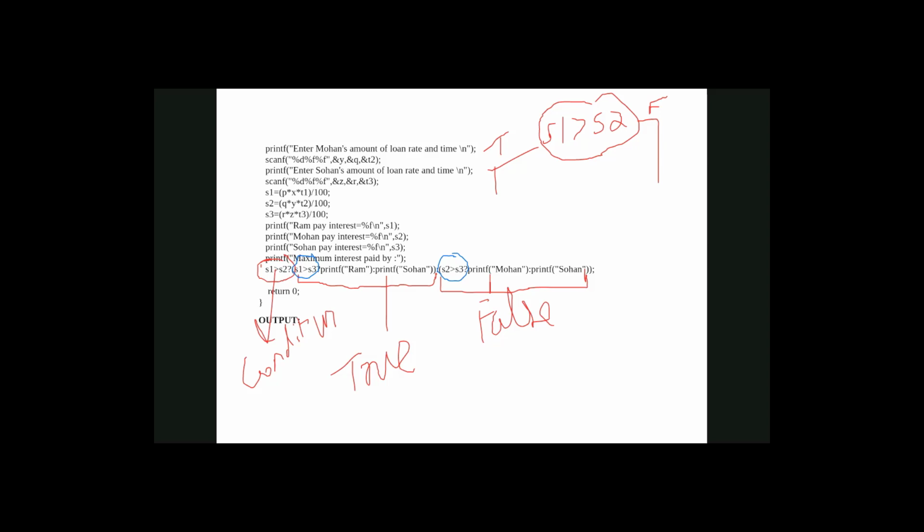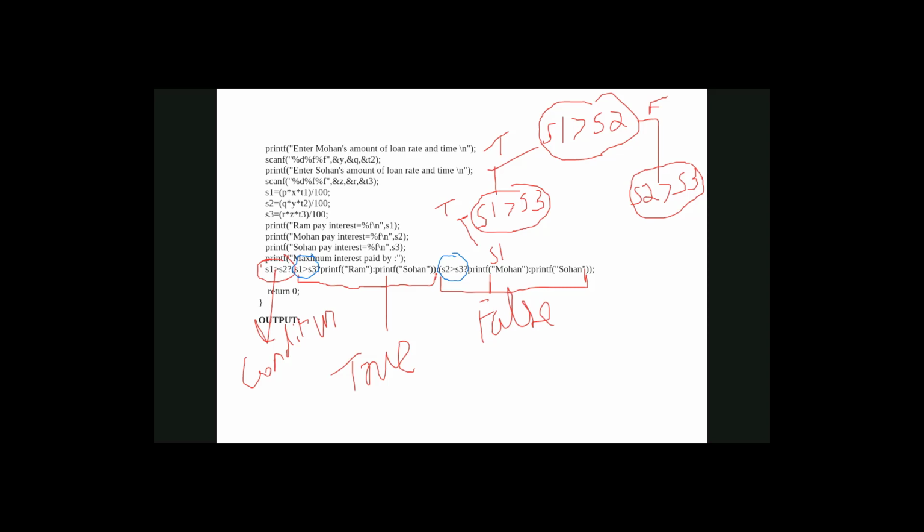It means if the condition is true, then we will face another condition: is S1 greater than S3? Or if the condition is false, we will face another condition: is S2 greater than S3? So inside this true and false, there is another condition. If this is true, we get the answer as S1, because S1 is greater than S2 and also S1 is greater than S3. So we get the answer S1.